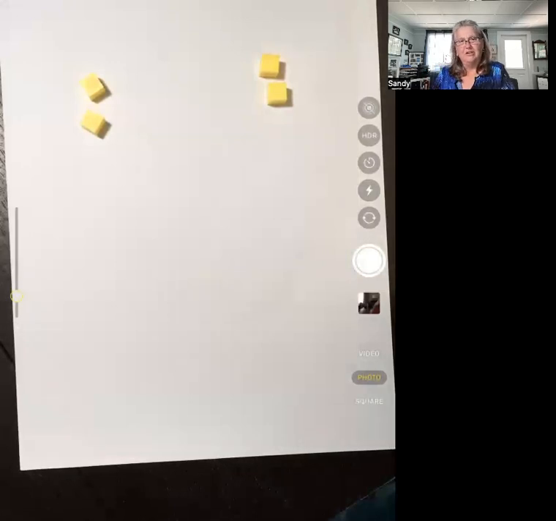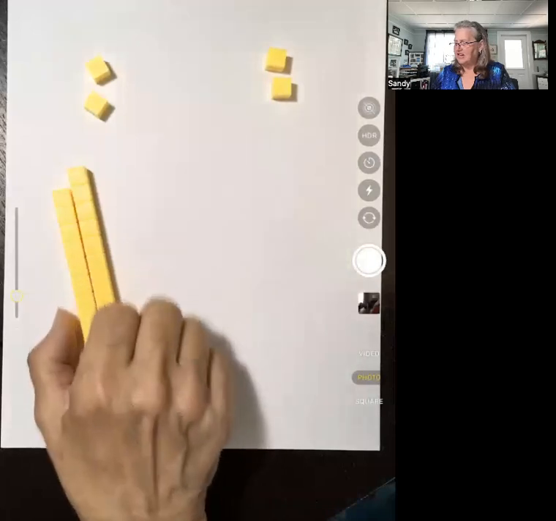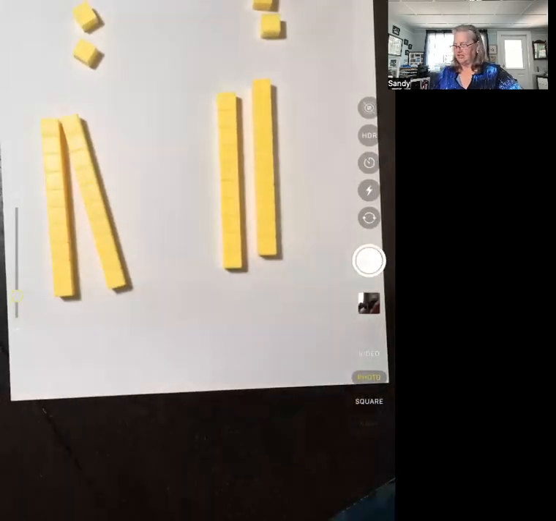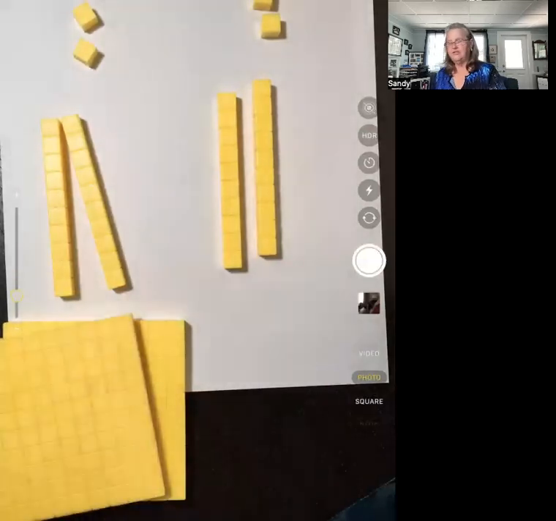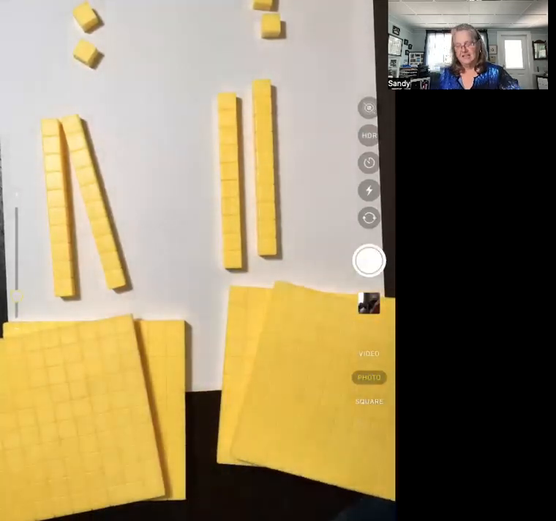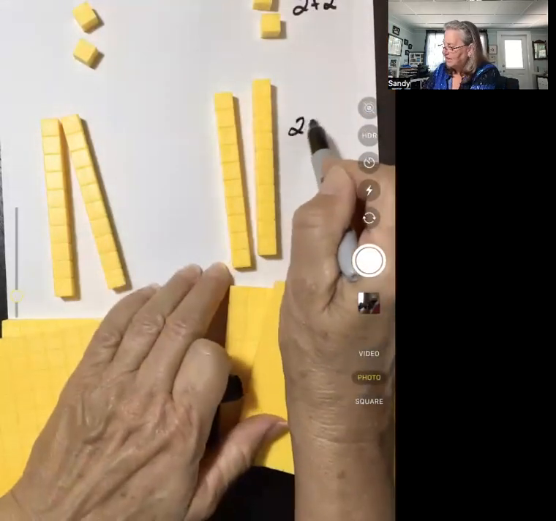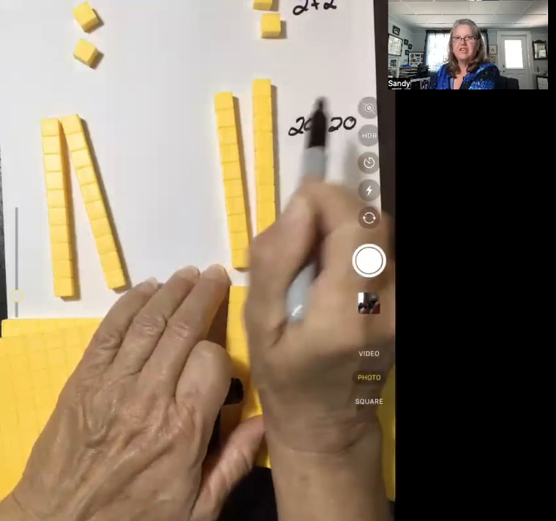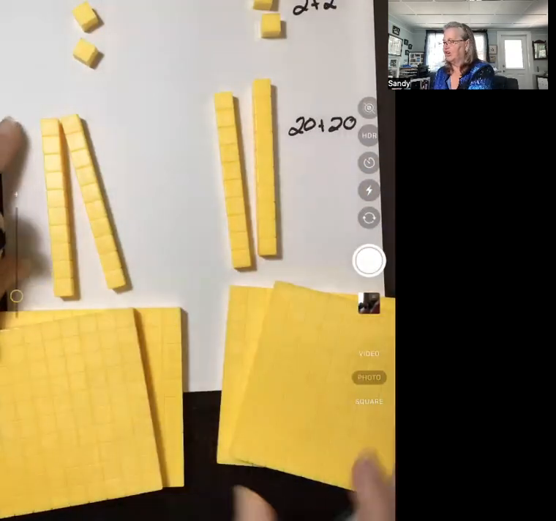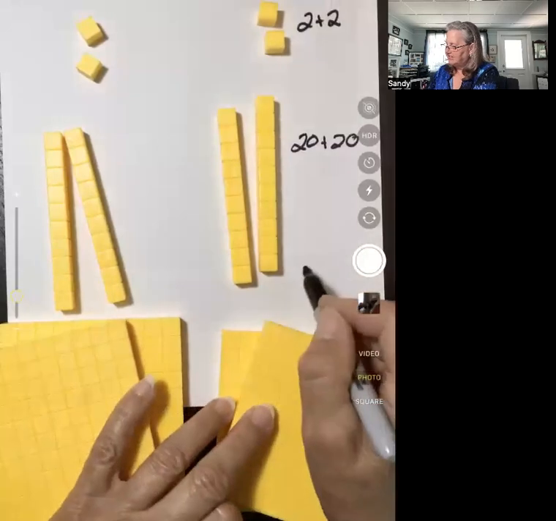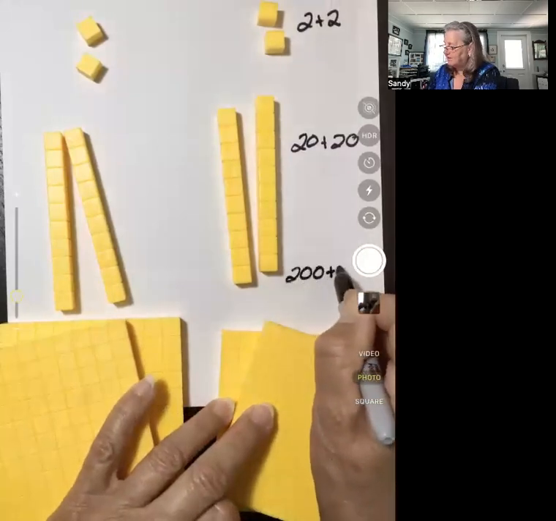If I know double 2 is 4, then I know double 20 is 40. And I can even go one step further and do double 200. See, when I do double 2, when I go to double 20, that 2 doesn't mean the same thing. The size of the unit changed. So it goes from 1s to 10s. And when I get down here to double 200, that 2 doesn't mean the same thing.